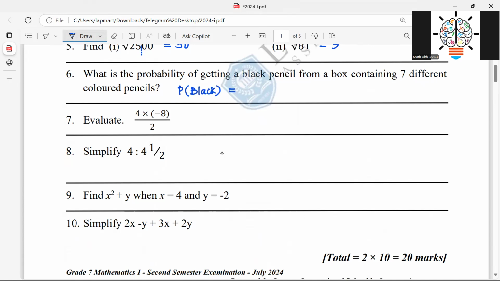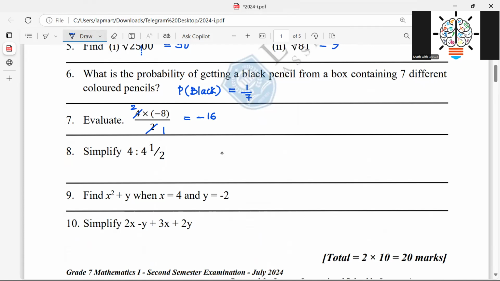should be only 1 chance out of 7 pencils. Then we want to evaluate this: 2 times 1 and 2 times 2. So 2 times negative 8 is negative 16. It is negative 16. So then the next one, we want to simplify.